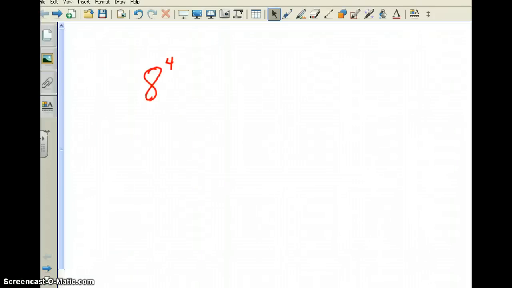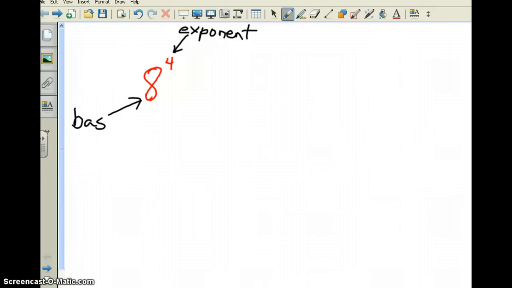Welcome to Law of Exponents number 1. Here on the smartboard I have the expression 8 to the 4th power. The 4 is called the exponent and the 8 is called the base. So we have a base 8 and an exponent of 4. Take your calculator and evaluate 8 to the 4th power, and that should equal 4096.